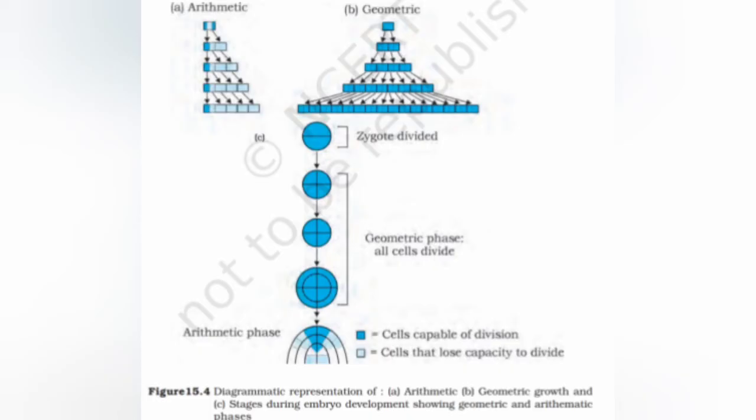There are various growth patterns. We can see here in this diagrammatic representation the arithmetic growth pattern, in which only one cell continues to divide and one cell gets fixed. Second is the geometric pattern, in which all the cells divide equally. And third is the arithmetic with the geometric stages during embryo development, in which both are occurring simultaneously.